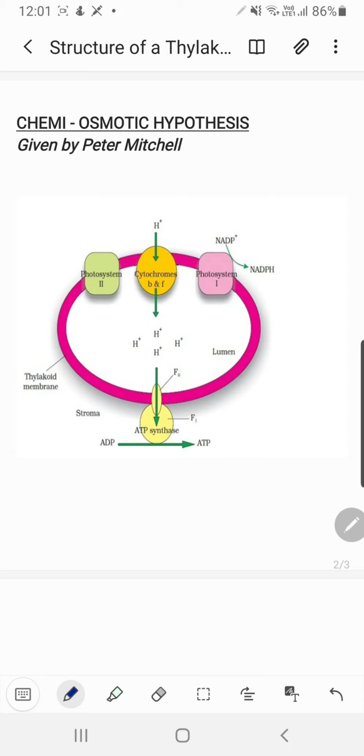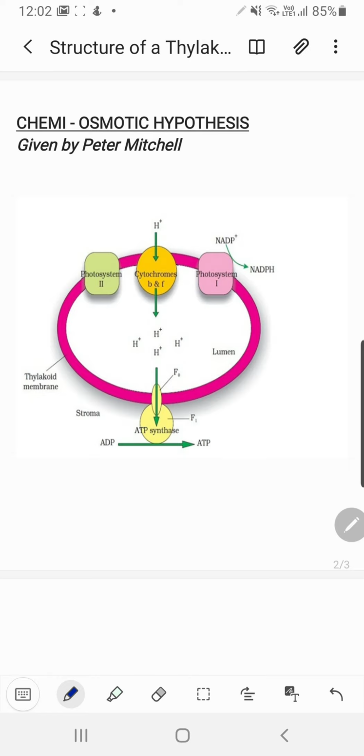Children, in this video we will be learning about the chemiosmotic hypothesis that is occurring in the thylakoid of the chloroplast and why this is needed. This phenomenon basically helps in synthesizing ATP, the higher energy molecule, from ADP. And second, it also helps in balancing the hydrogen ion concentration inside the lumen of the thylakoid and also outside the thylakoid, that is, the stroma.